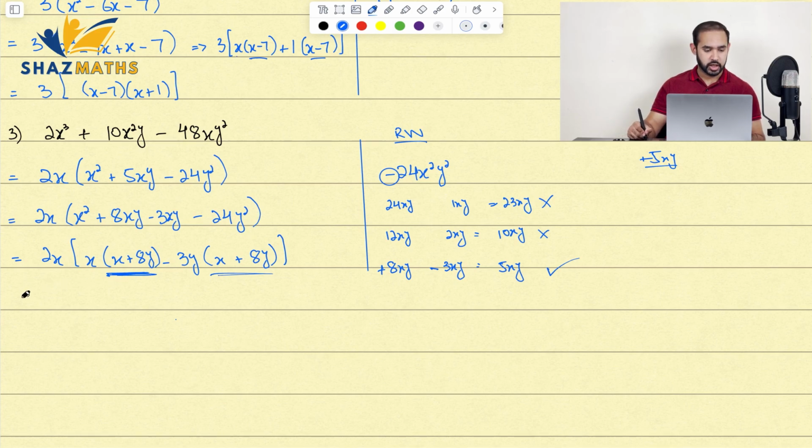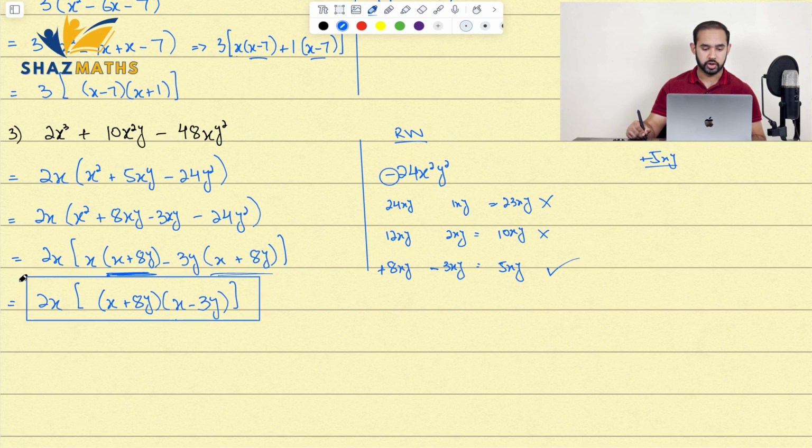Okay, now because we already have these two expressions the same, I'm going to write them down as one. So x plus 8y times, and write down the rest of the two terms once in the bracket. So it's going to be x minus 3y, and close the bracket. So this will be the final form, I would say the factorized form of this expression.